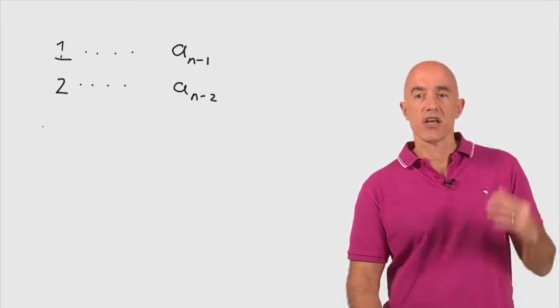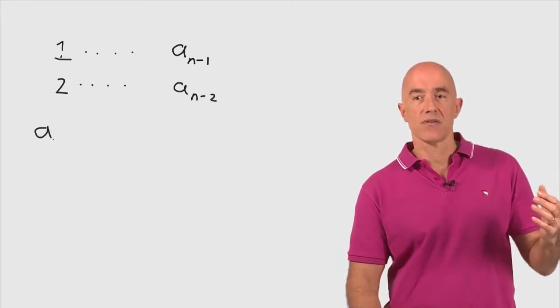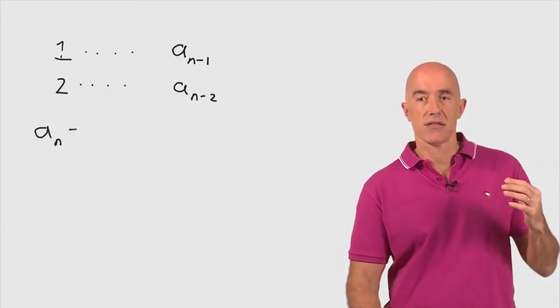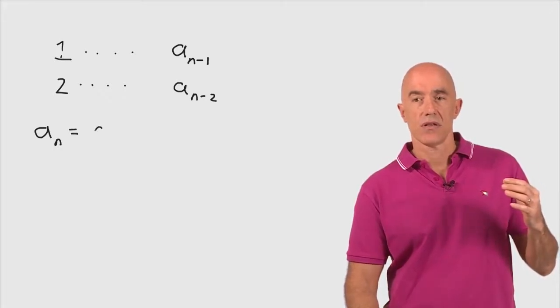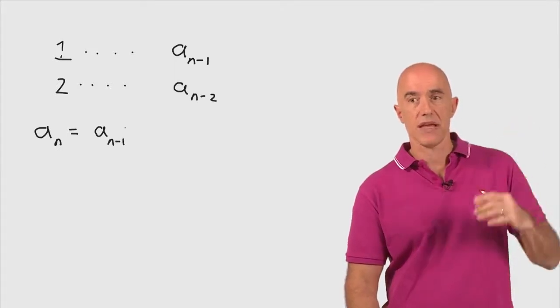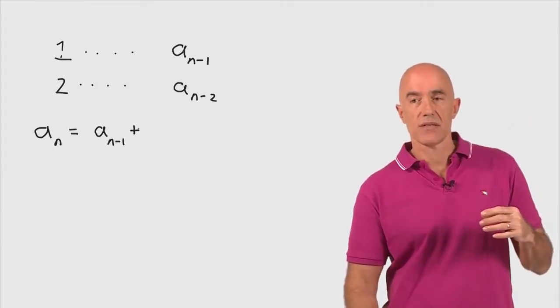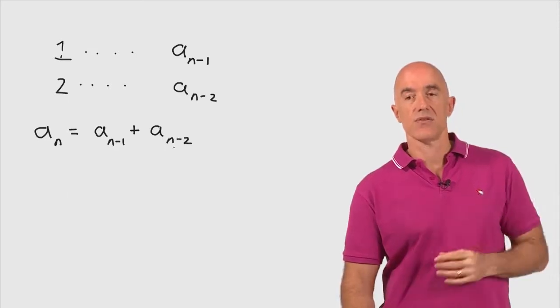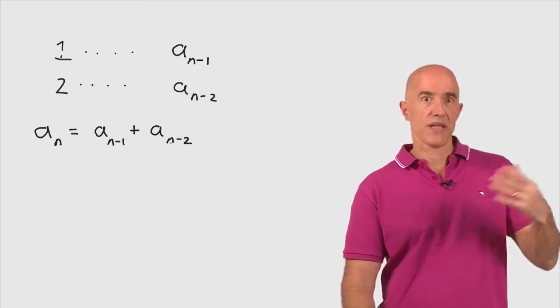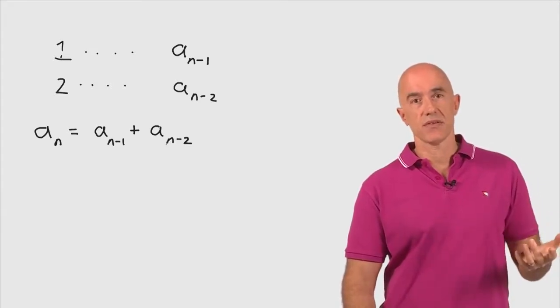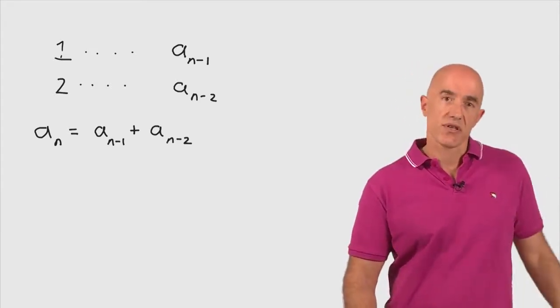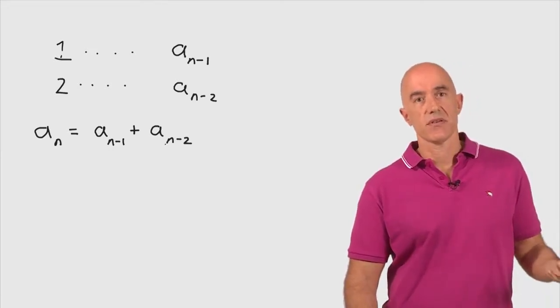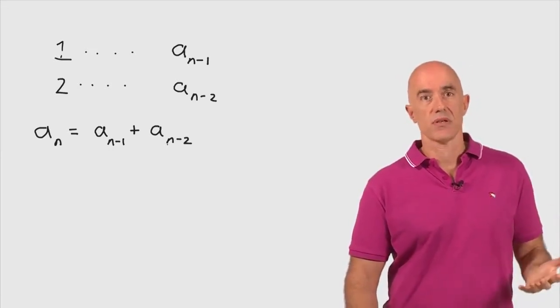Okay? So the argument I'm making is that the number of ways to climb an n-stair staircase is equal to the number of ways to climb a staircase where the first step is 1 step, a sub n minus 1, plus the number of ways to climb a staircase where the first step is 2 steps, a sub n minus 2. A sub n equals a sub n minus 1 plus a sub n minus 2. That's just the recursion relation for the Fibonacci sequence. That's why we're getting Fibonacci numbers.